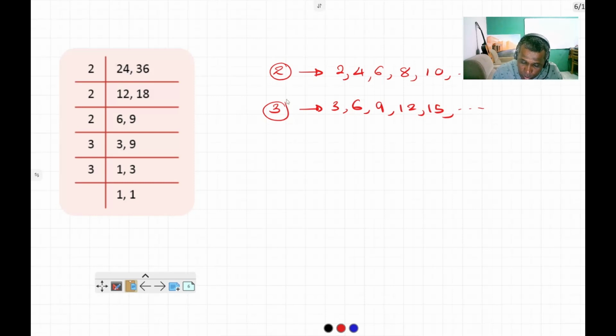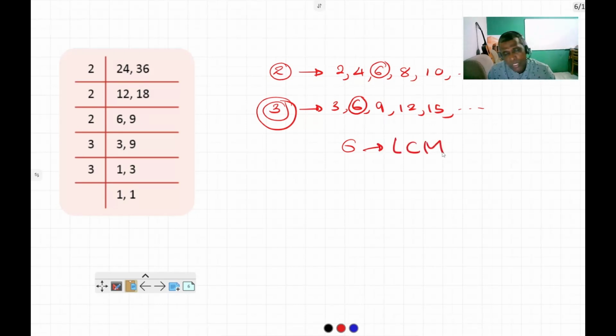I am going for the bigger number. 3 is here, 3 is not there. 6 is here, and 6 is there. So 6 is the LCM. Is there any other method to find this LCM?